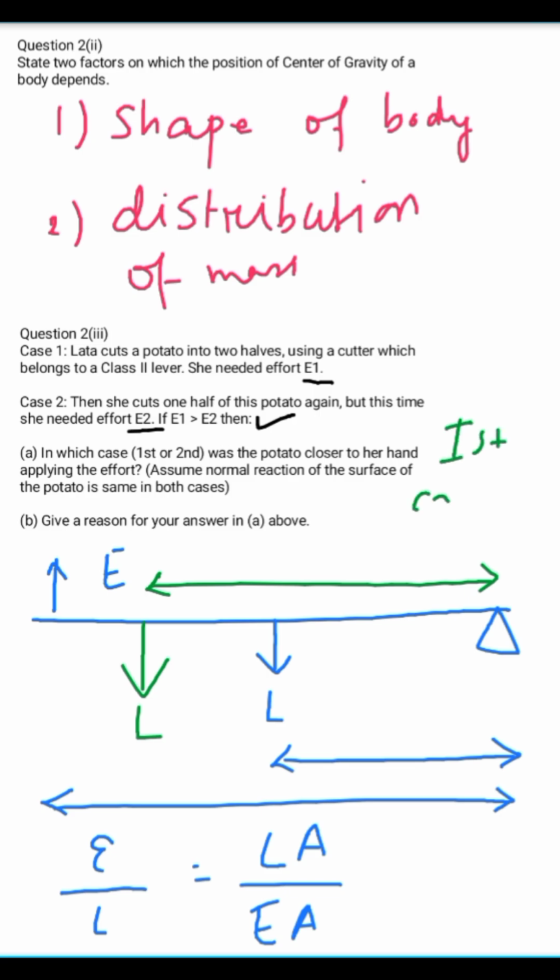And the reason will be, since increase in load arm will increase the effort, if the potato is placed close to the hand of the person, that means the load arm will be more, and eventually the effort will also be more. Hopefully you have understood this question. If such a question comes, you can also make diagrams to explain it to the examiner.